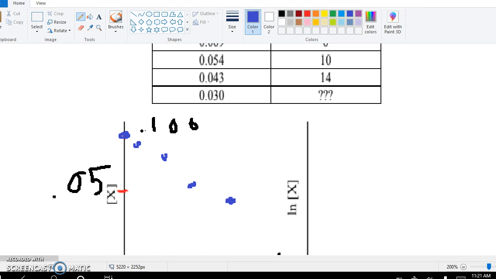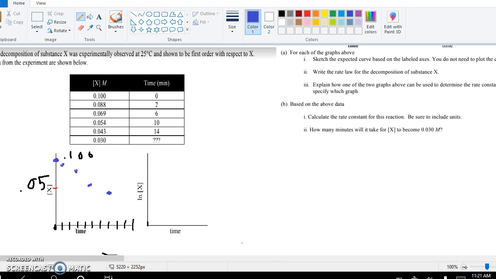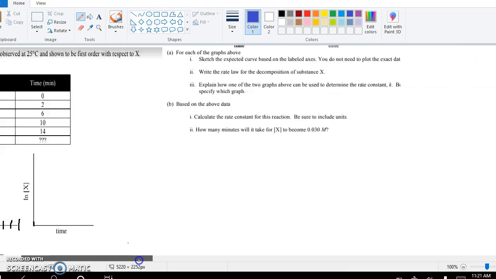Alright, so next thing that it's asking us is write the rate law for the decomposition of substance X. Alright, so rate law. You tell me. Pause it right now and you write down which one it's going to be. Alright, it's first order, don't forget. That's a little hint.